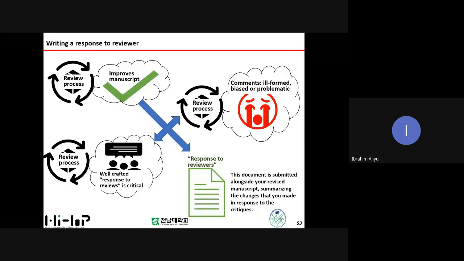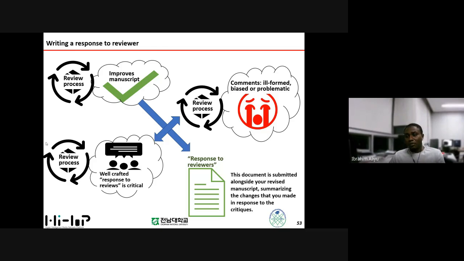In this process, there is something you need to take note of. First of all, you should know the review process is to improve your manuscript. Sometimes you receive ill-informed, biased or problematic comments from the reviewer. Maybe you find out that he has no knowledge of your domain, or he is not helpful in any way. I will give you some examples of what I faced.